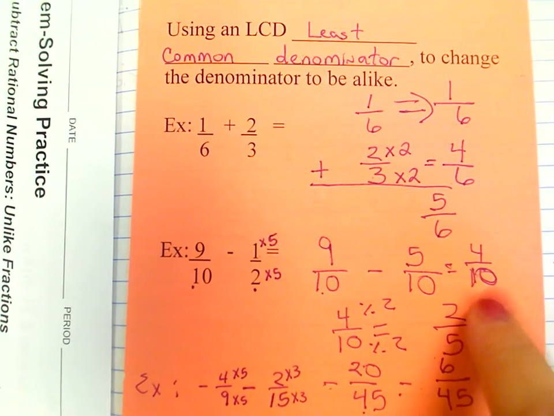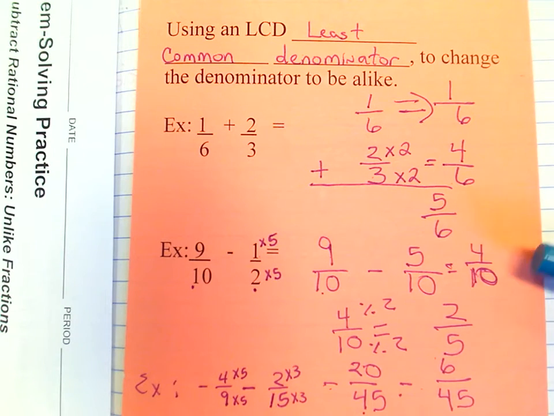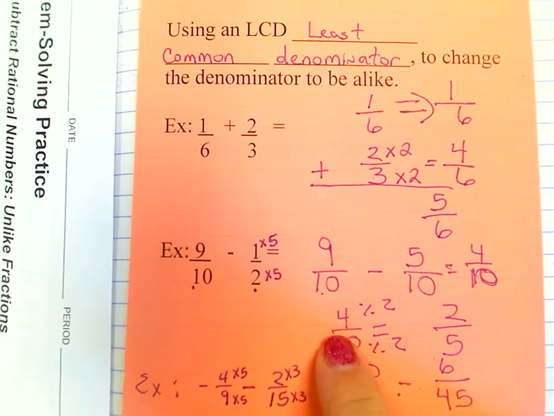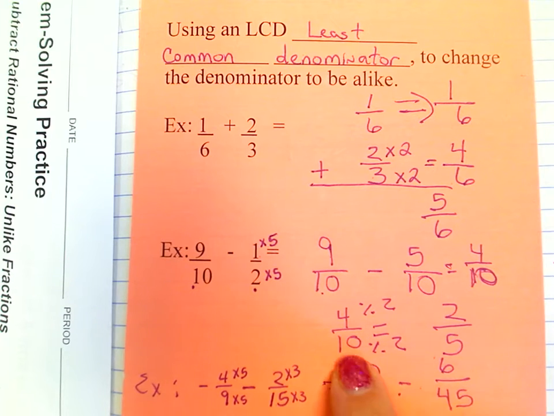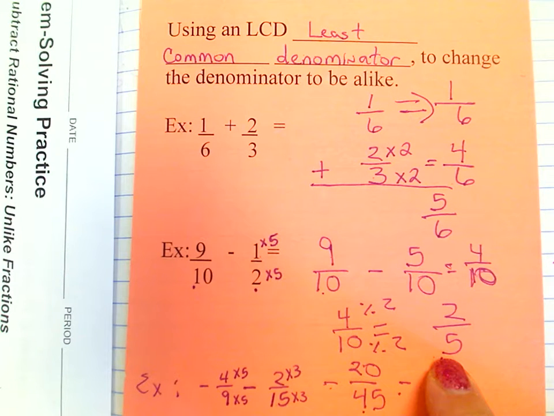But this can be simplified. 2 can go into both of these numbers. So I moved it down here, 4/10. Divide each of them by 2. 4 divided by 2 is 2. 10 divided by 2 is 5. So your answer is 2/5.